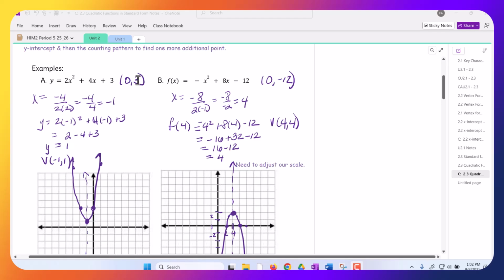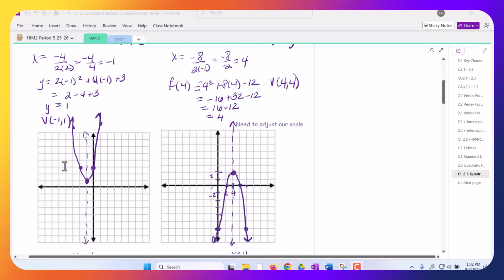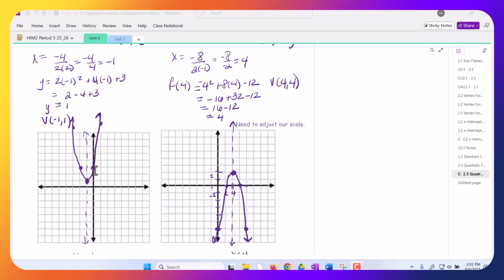So if we look at the first one, I cover up these two terms. I know my y-intercept is (0, 3). Now I use my new formula, the opposite of b over 2 times a. I do that math, I get -1. I substitute -1 in here where I see x's. I crunch the numbers. I get a +1. So my vertex is at (-1, 1). My y-intercept is (0, 3).